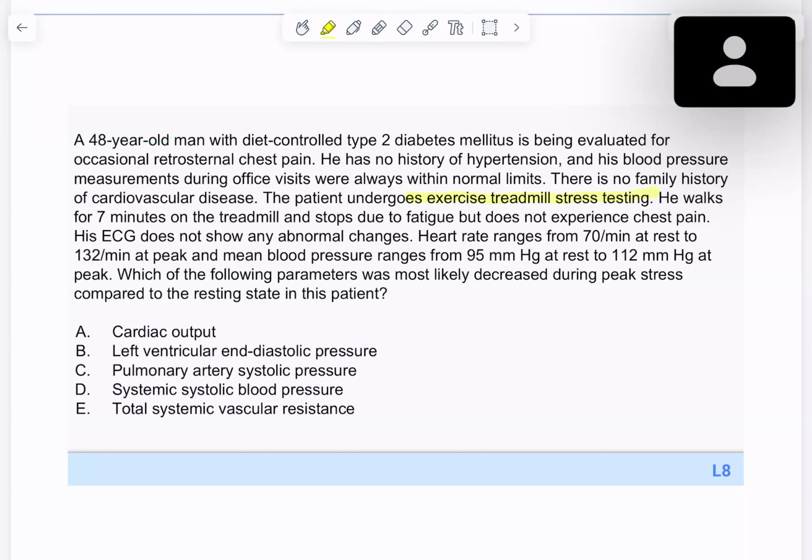abnormal changes. His heart rate ranges from 70 at rest to 132 at peak. Now, the question is, in this very long vignette, compared to the resting state, the stress is that there's a patient who is exercising. Which of the following from A to E would decrease when you are exercising?